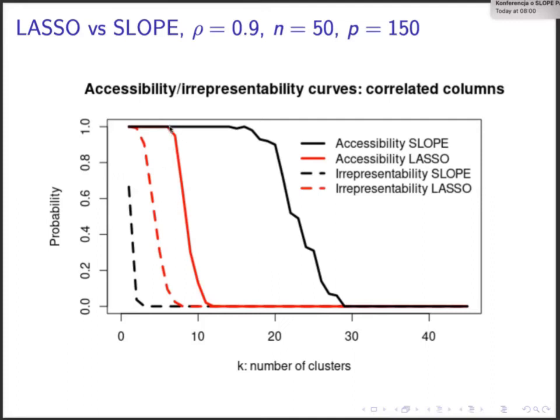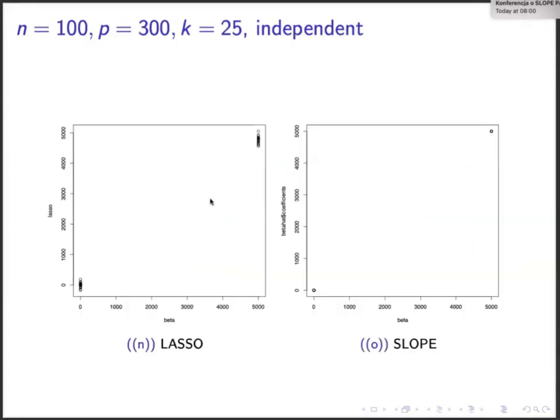What is maybe more interesting are these black curves, which basically tell you when a given method can properly sort your beta coefficients. So you can do a post-processing step, cluster things which are close to each other, and then you get a perfect pattern recovery. And here you can see that slope can properly sort your beta coefficients under a much wider range of scenarios than lasso can. And this is a simulation which shows a little bit of this.